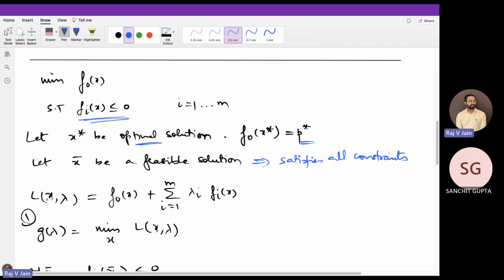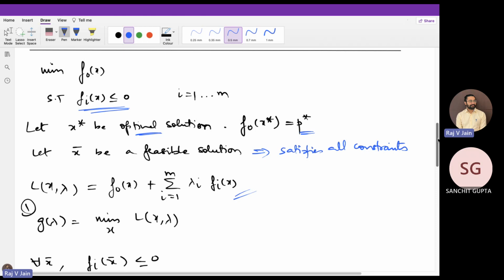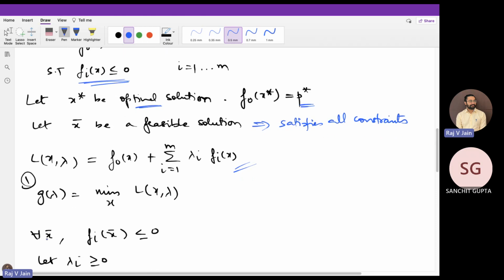So we build the Lagrange function like this, that is f naught of x plus the sum of lambda I times f I of x. Now g of lambda is taken as the minimum over x of L of x comma lambda, as we discussed. For x bar, a feasible solution, f I of x bar is less than 0. Now let lambda I be greater than or equal to 0 for all I.